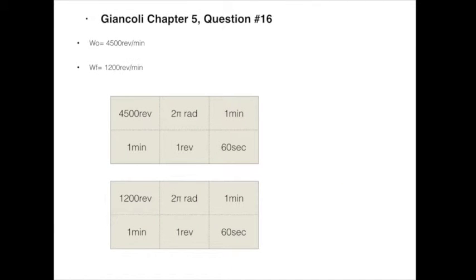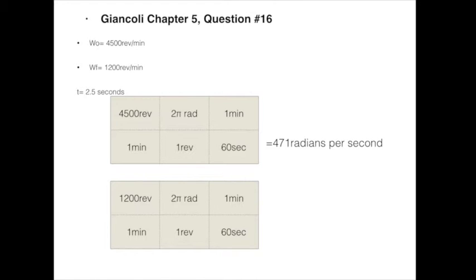So the first step is to convert revolutions per minute to radians per second. And so you're given the original velocity and the final velocity. For the first one, you take the original velocity of 4,500 revolutions and multiply it by 2 pi radians and then divide by 60 seconds, which gives you 471 radians per second.